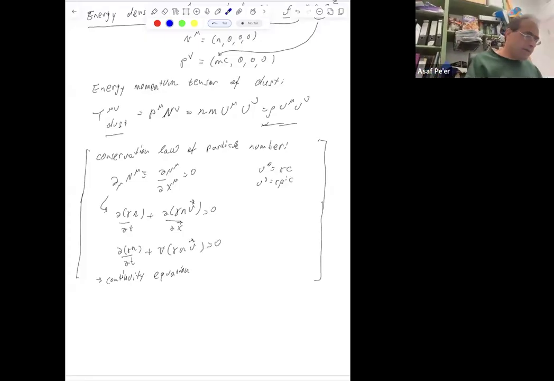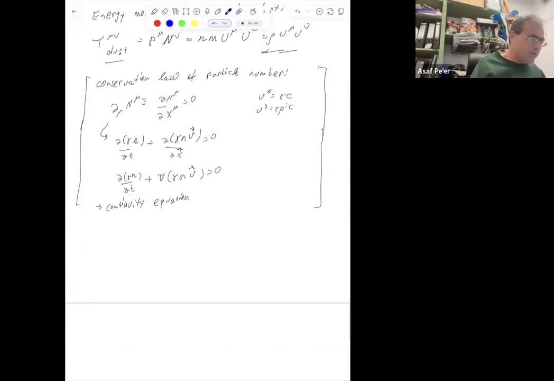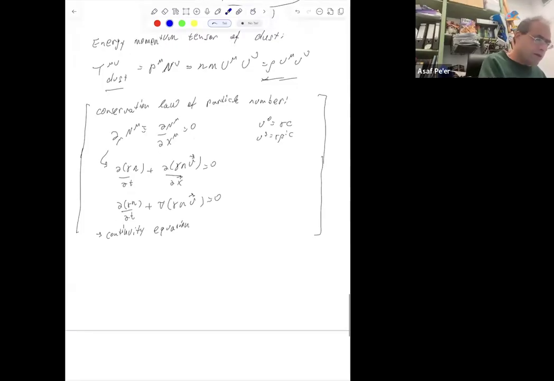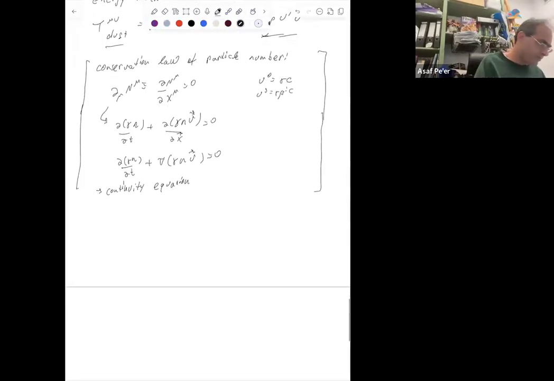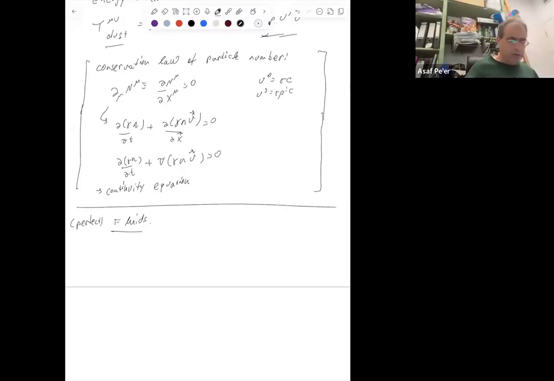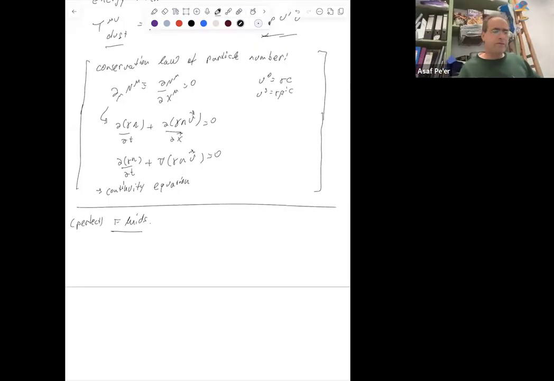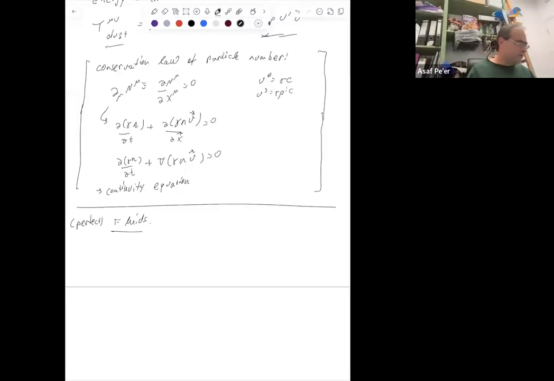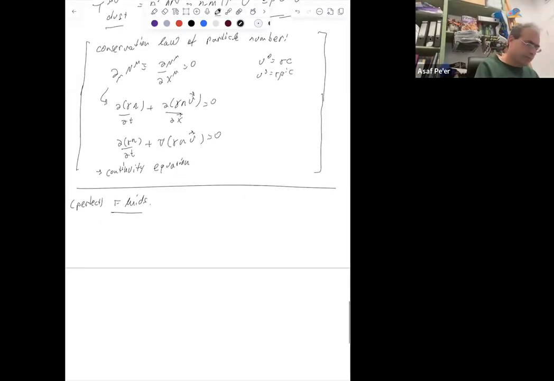Okay, but let's finish first. So this was dust. Now let's generalize that to fluids, again perfect fluids. So we said that for perfect fluids, one definition is that they are isotropic in their rest frame.